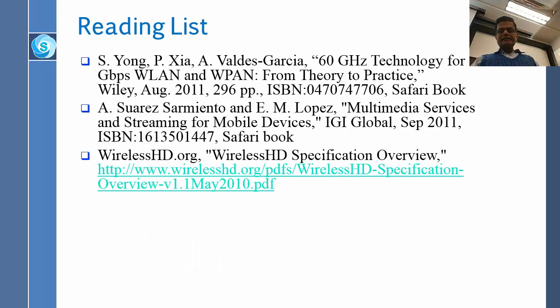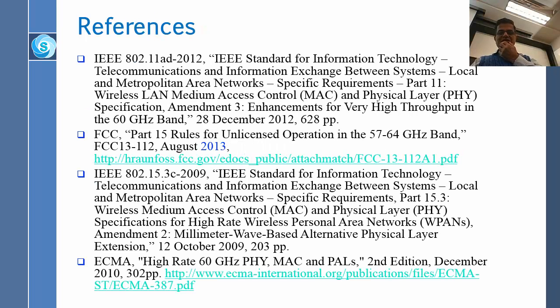Then here is the reading list. There are 2 books. There is IEEE standard, ECMA standards, and so on. But anyway, I think that's the end.